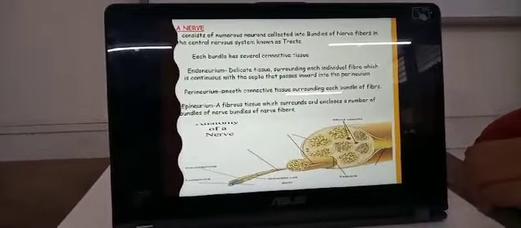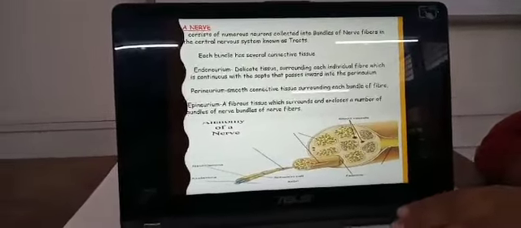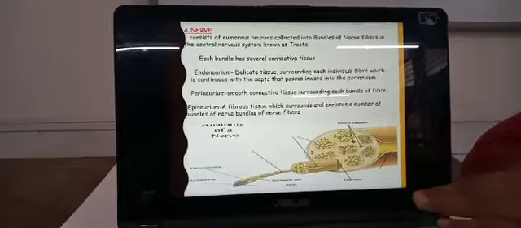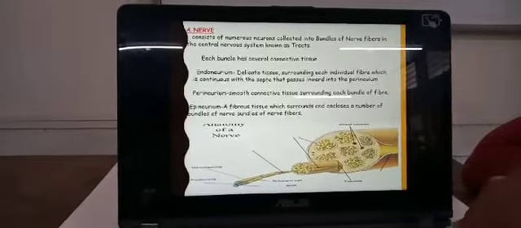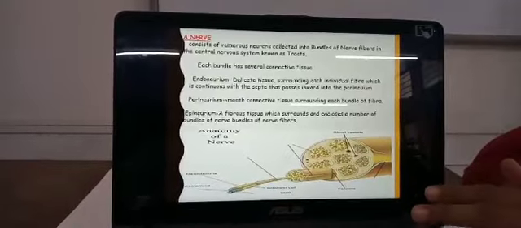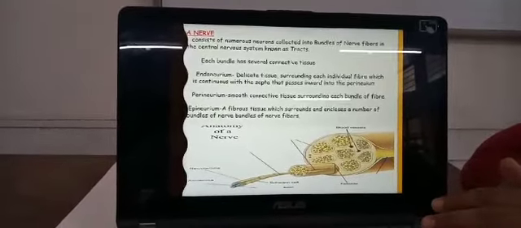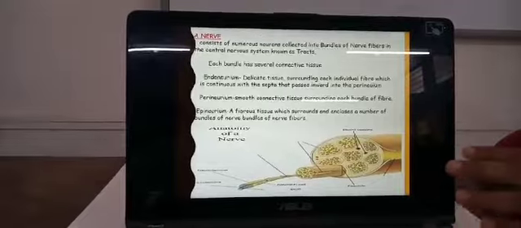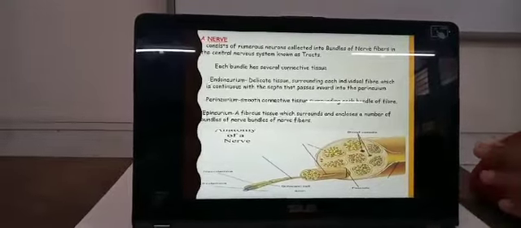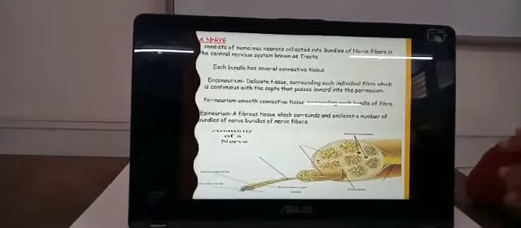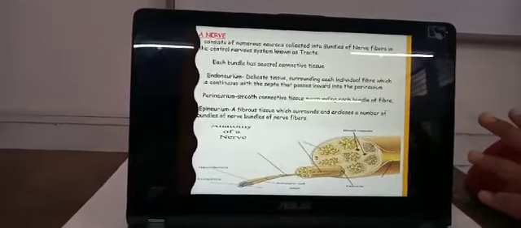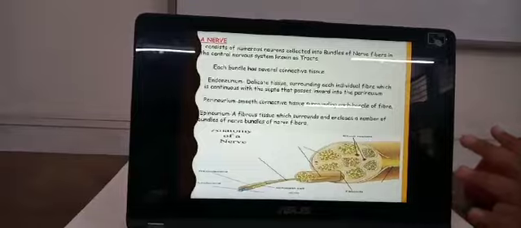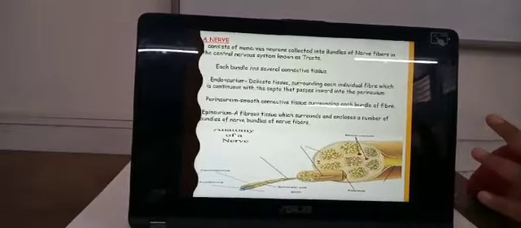In the central nervous system, it is known as tracts, and in the peripheral nervous system, it is known as nerve or nerve fibers. When you go into your next classes, there will be something called tracts which come in the central nervous system. So when we read the word tract, you should not get confused. It is nothing but the nerve in the central nervous system, that is the brain and the spinal cord. It is called tracts.